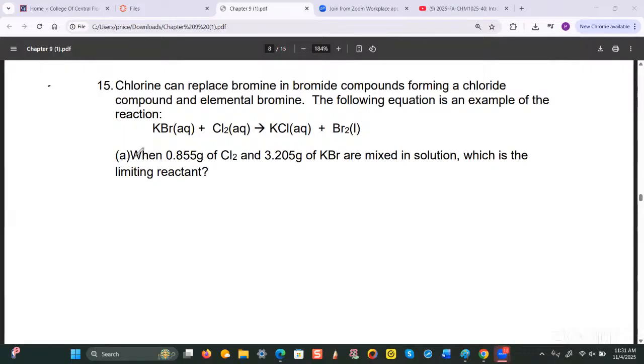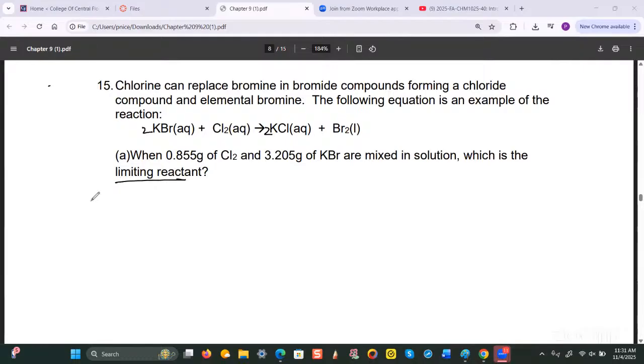Put a 2 in front of the KBr according to one of your classmates online. Let me see who said that. Miss Co again, okay. I'm sorry, 2 in front of the KCl. Put the 2 in front of the KCl as well. And I think that takes care of everything, right? So now the equation is balanced, right? Okay, very good. Now, the question says when 0.855 grams of chlorine and 3.205 grams of potassium bromide are mixed in solution, which is the limiting reactant?